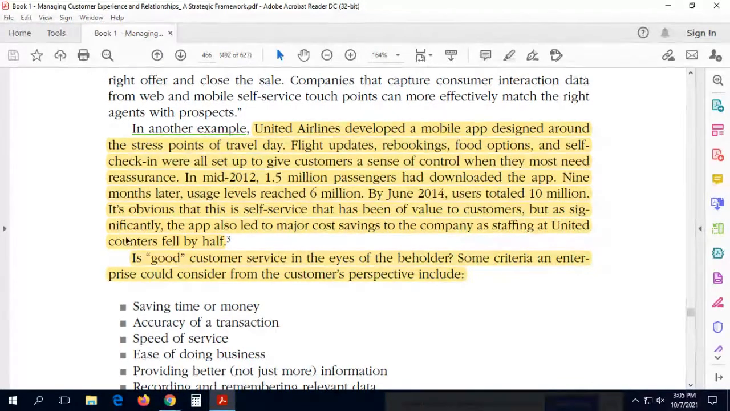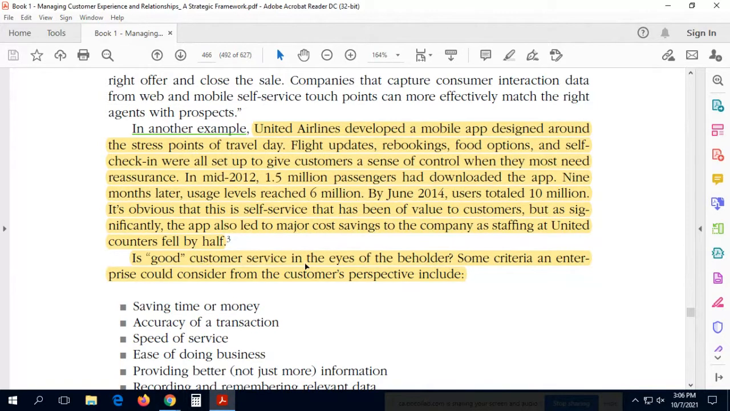But as significantly, the app also led to major cost saving to the company, as staffing at United counters fell by half. So if they had 100 customer reps, now they would have 50, because a lot of things are done by using the app. It's a very interesting example.